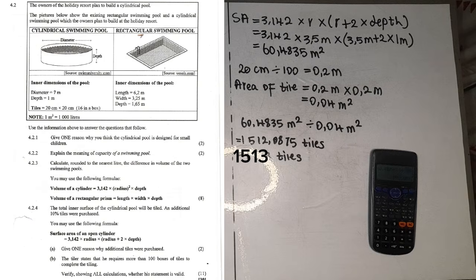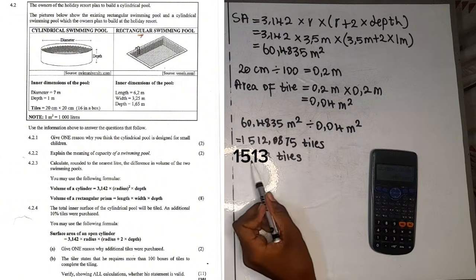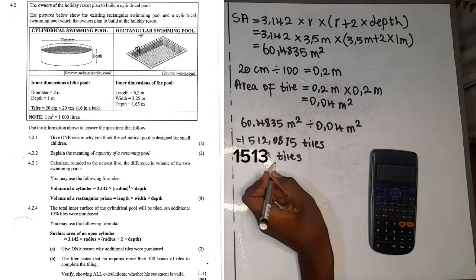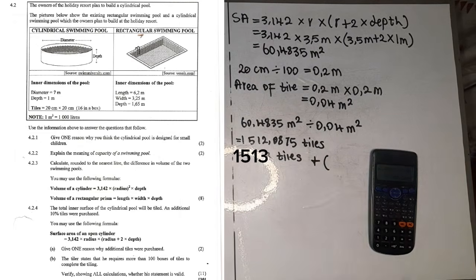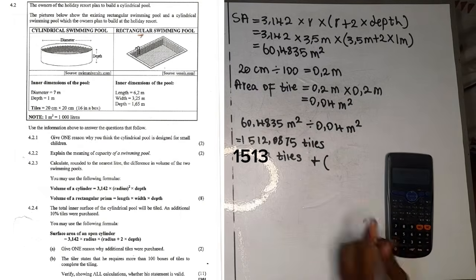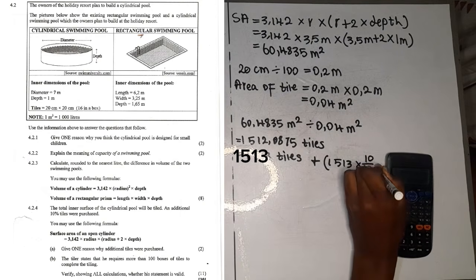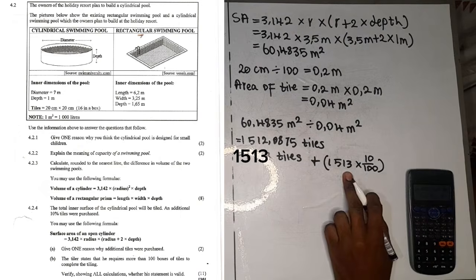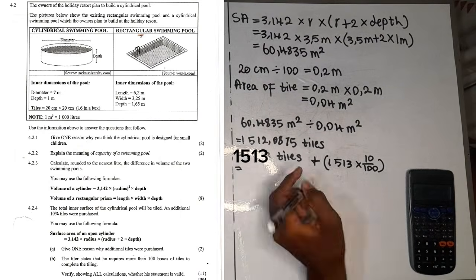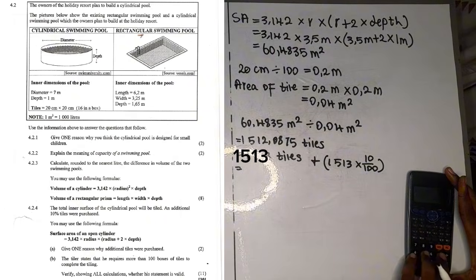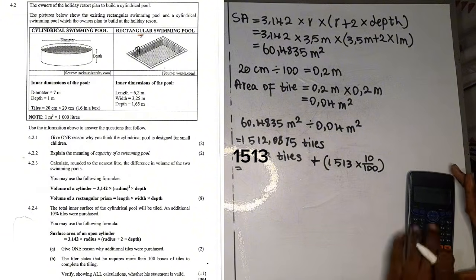And remember that they also said that an additional 10% tiles were purchased. Additional 10% tiles. So that means that we still need to add 10% of these tiles. So we're going to say 1513 plus, and then in brackets we're going to calculate 10% of 1513. We're going to say 1513 multiplied by 10 over 100. So in the brackets we will get 10% of this number and add it together with the number of tiles.